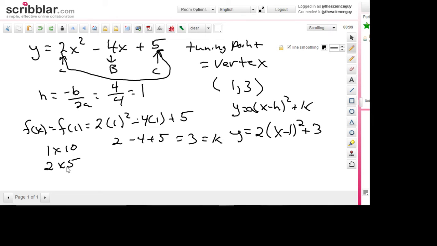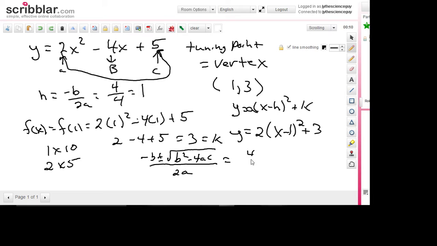Is there any way to combine those using positive or negatives to get -4? No. So if that doesn't work, then we have to use a quadratic equation. The quadratic equation is -b plus or minus the square root of b squared minus 4ac all over 2a.